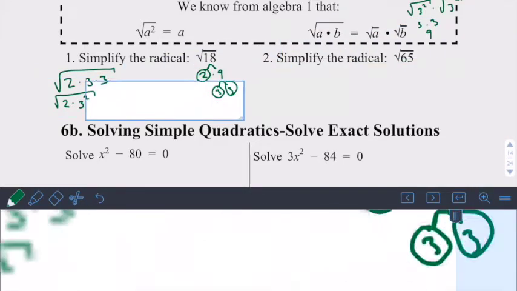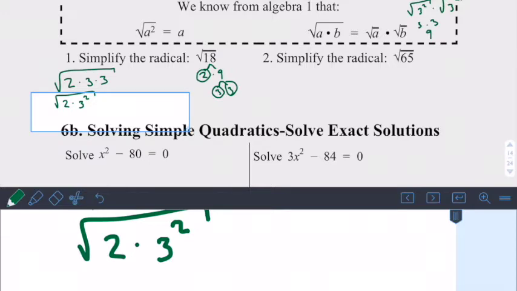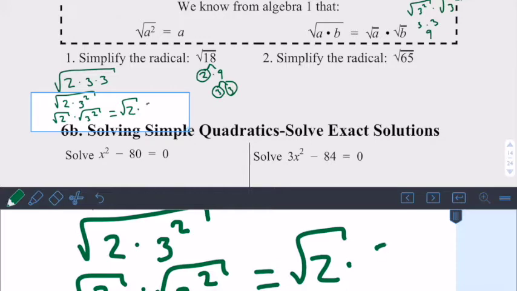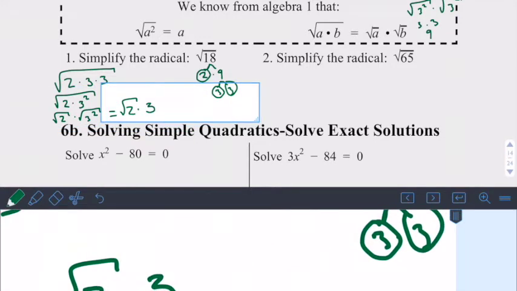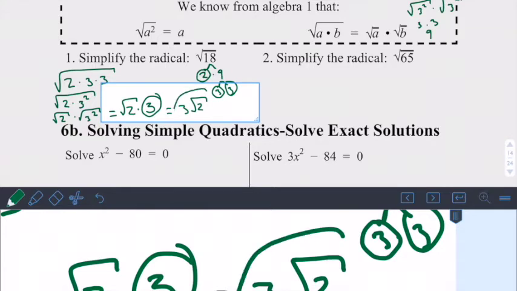Now I'm going to break it up using that property. Square root of 2 times square root of 3 squared. Well, the square root of 3 squared is just 3. I have square root of 2 times 3 now. And I don't like that order. We like to write the number first. So I'm going to say, really, this is 3 square roots of 2.